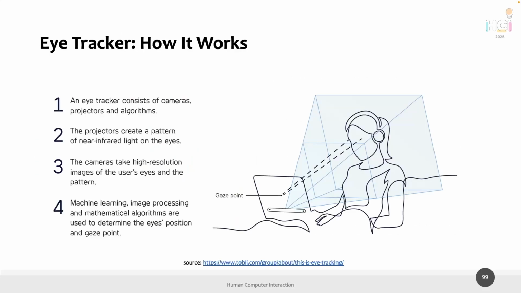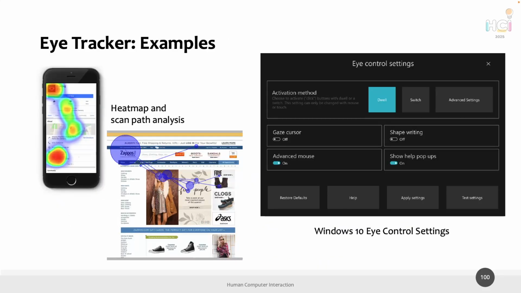Okay. If you want some details on how these specific devices are working, here you can see some more details. But anyway, through this kind of devices, you can understand, for example, how people scan a linear menu and so on, like in these experiments.